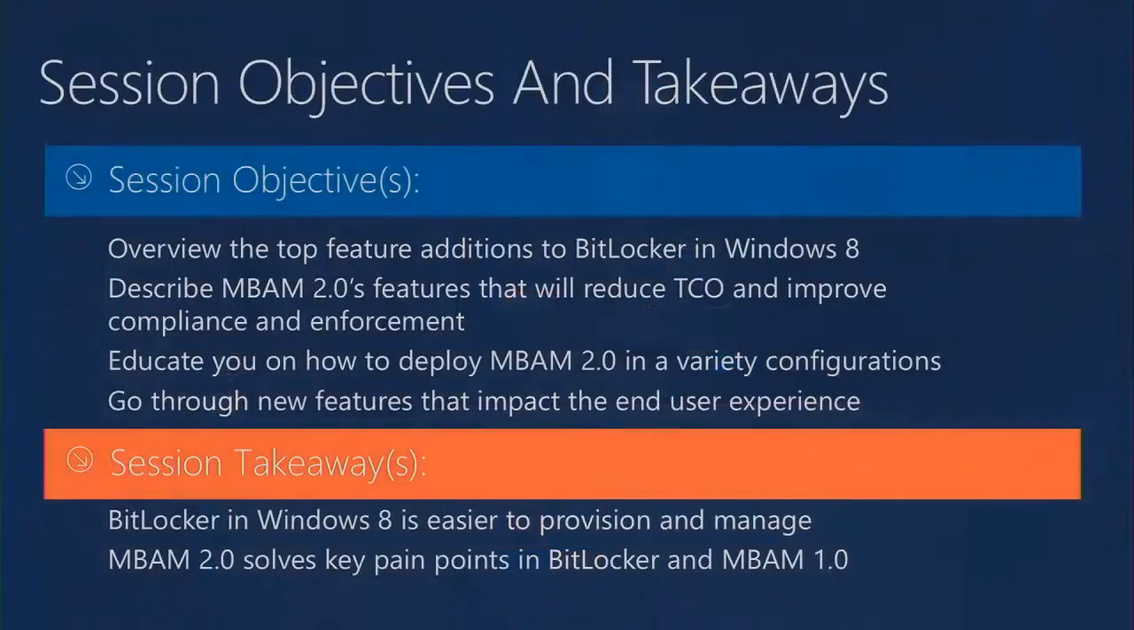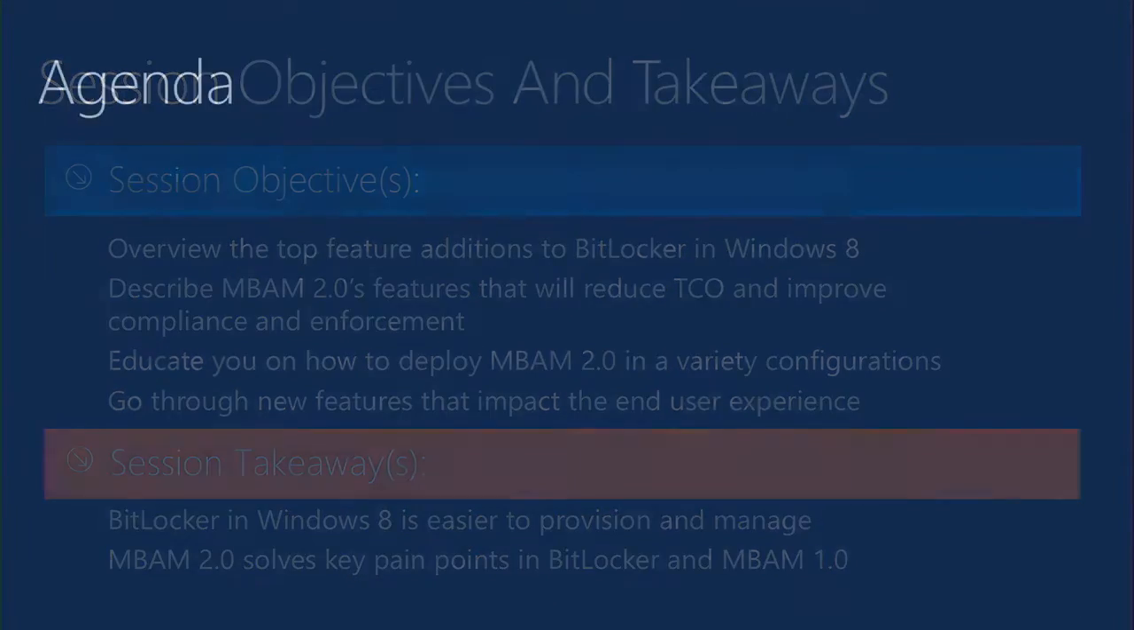As we go through here, we're going to go through the top features of BitLocker in Windows 8. We're going to talk about the new features that we just delivered recently in 2.0. We're going to help you understand how to configure it, how you can deploy it, give you some highlights there. And then we'll also show you what the user experience looks like. And then the key takeaways should be that Windows 8 is super easy and fast to provision, especially when you compare it to previous versions of Windows BitLocker. And then 2.0 solves a lot of the key pain points that customers told us about, maybe many of you, about what we had in 1.0.